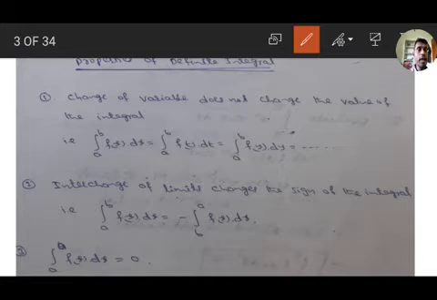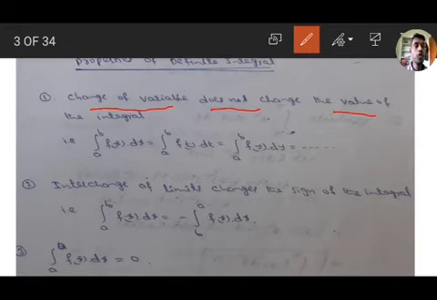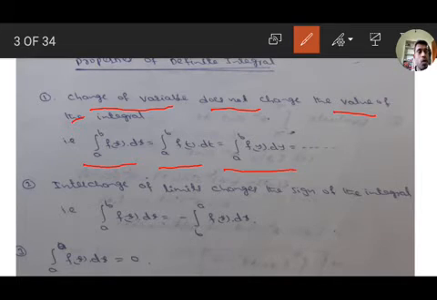First property: the change of variable does not change the value of the integral. That is, integration a to b f of x dx equals integration a to b f of t dt equals integration a to b f of y dy equals integration a to b f of z dz, like that. The variable may be changed, but the definite integral value stays the same. The definite integral does not depend on the variable. The variable is only a dummy variable.